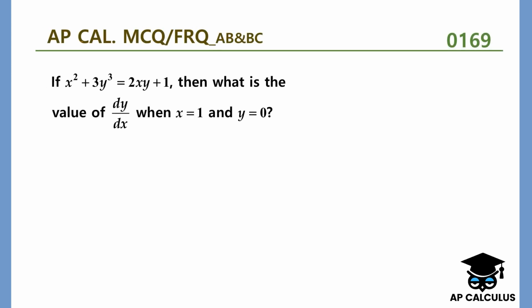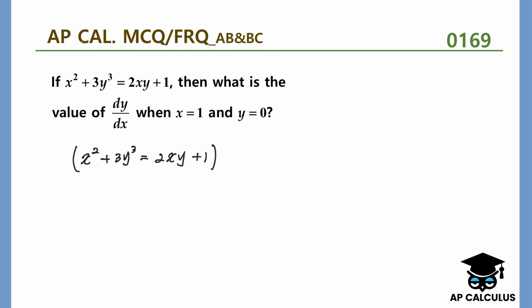Question 169. We have an equation in implicit form. What is the value of the derivative of y with respect to x when x is equal to 1 and y is equal to 0? So we're going to have to do implicit differentiation, right? Let's rewrite this equation: x squared plus 3y cubed is equal to 2xy plus 1.